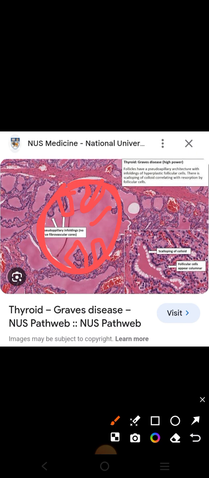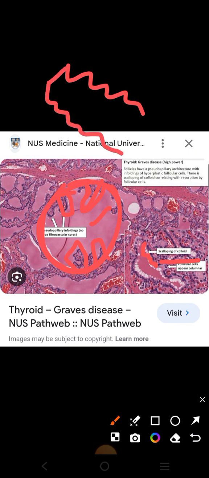The second feature is that, as I said before, there is crowding of the follicles. Follicular cells are dividing very actively in this case, and they are very active metabolically as well. So what they do is absorption of the colloid. As a result, there is scalloping of the colloid. You know what scalloping is? Just like this. Here you can easily appreciate that there is scalloping of the colloid, right?